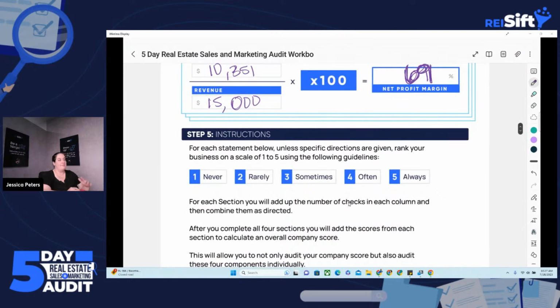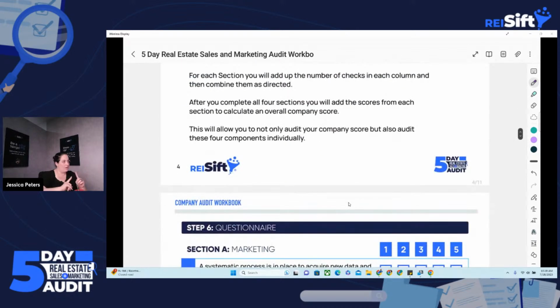1 means you never do this or you don't have this at all in your business. And then 5 means you're always doing it. It's very consistent. You have that set up. And I'll explain each question a little bit, and then I'll give a score. But on number 3 on each section, I'll ask for your input. There is one question that's a little bit different, and that's the net profit one. But the rest of them are 1, never, to 5, always.